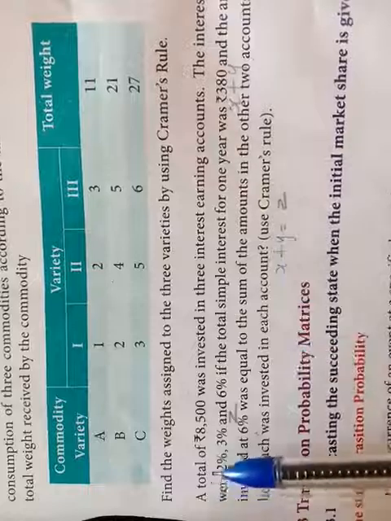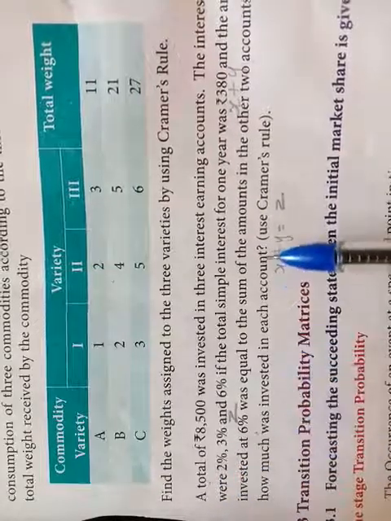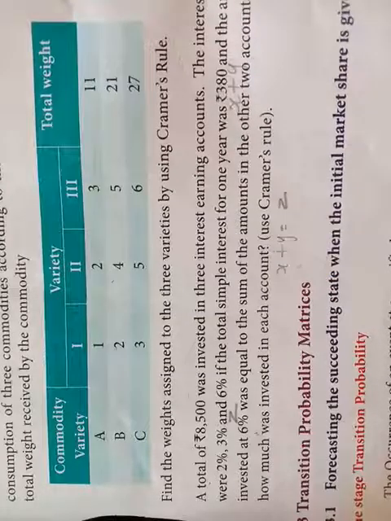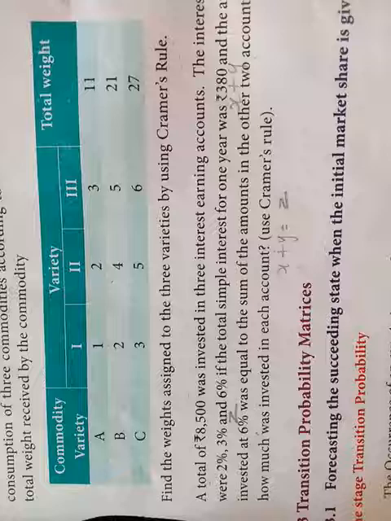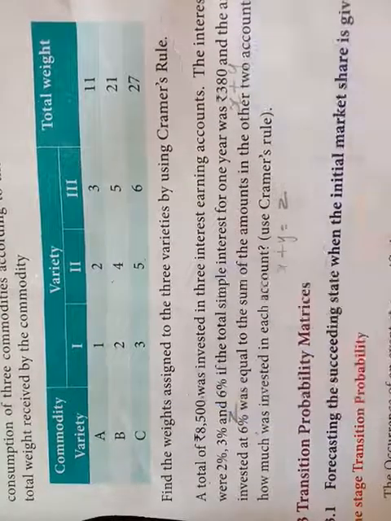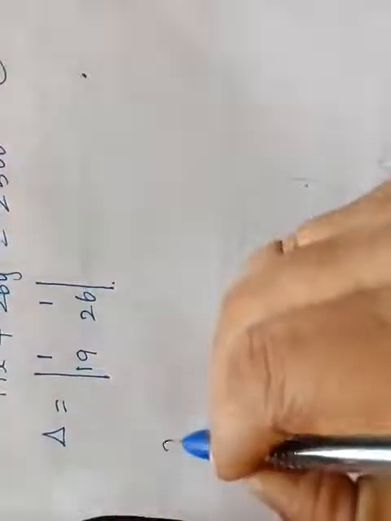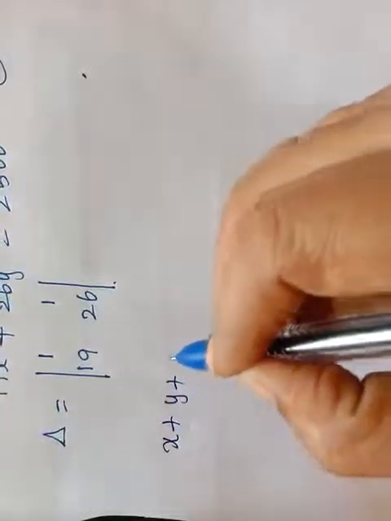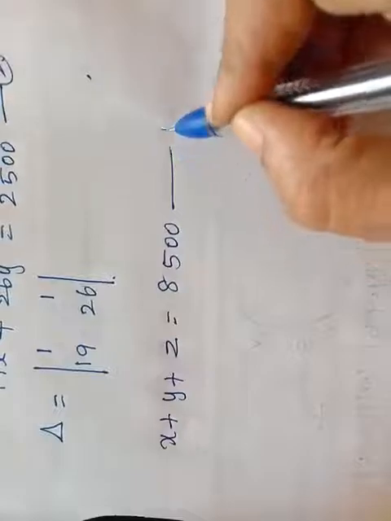So you want to form the equations. Here they say how much was invested in each account, so you write let x, y, z be the amount invested in each account. The total investment: x plus y plus z is equal to 8500. First equation we can write.